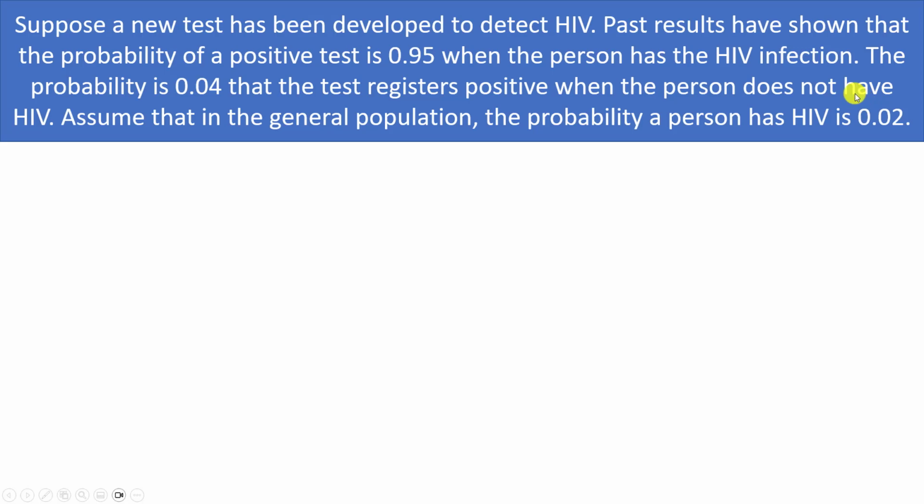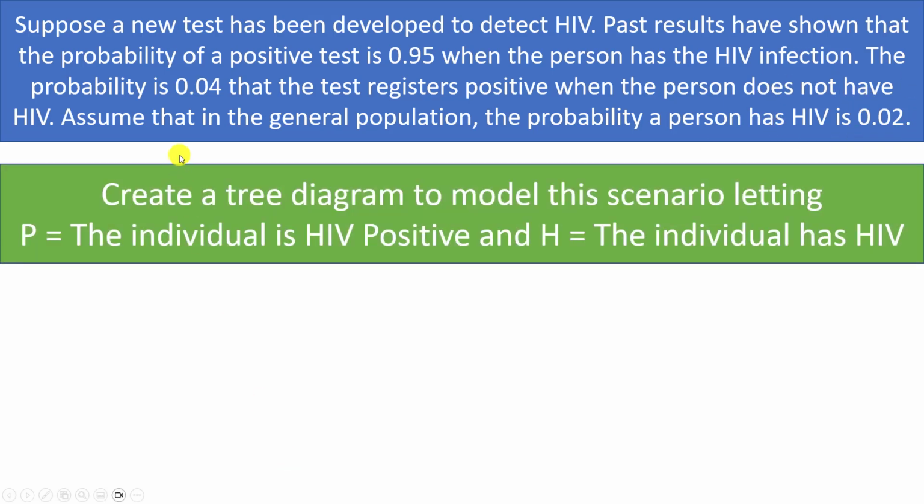So our first branch is going to relate to HIV. We are asked to create a tree diagram to model this scenario, letting P represent the individual being HIV positive and H representing the person having HIV. So these are two different things, right? P is just saying the test says that you have HIV, and H is someone actually has HIV.